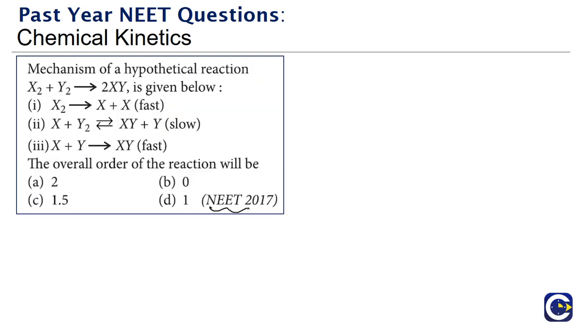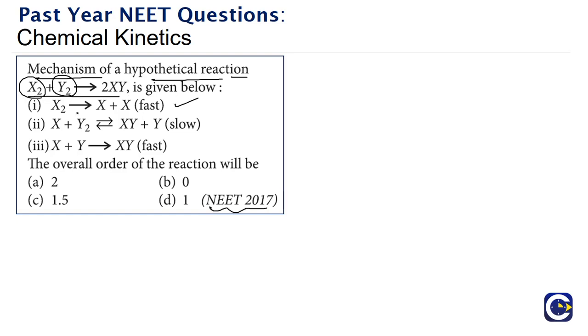Next we have a question, again a theoretical question based on the order of the reaction. This is the question that has come in the NEET 2017 paper. The mechanism of a hypothetical reaction. So the hypothetical reaction is X2 plus Y2 gives rise to 2XY. In this, X2 and Y2 are the reactants. So they have given the mechanism in 3 steps.